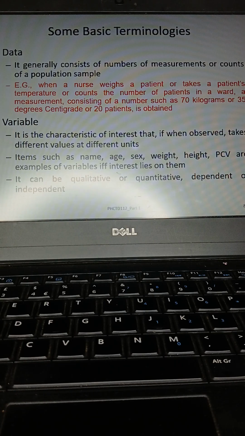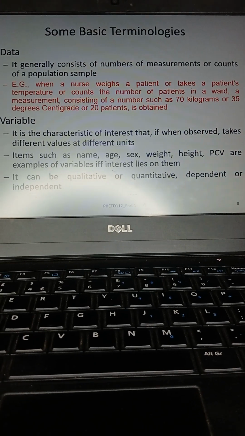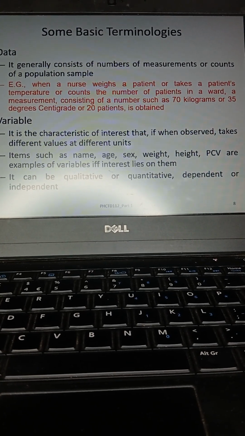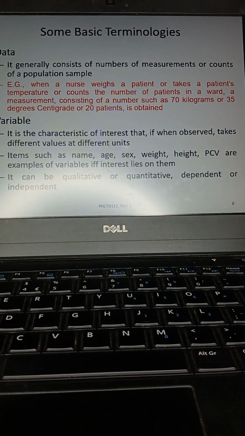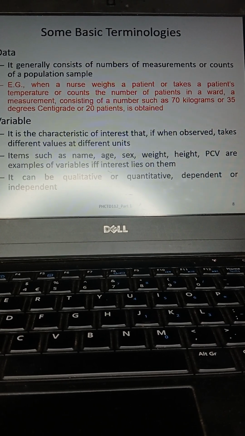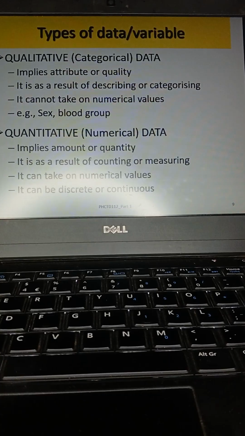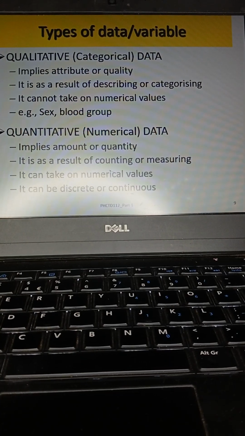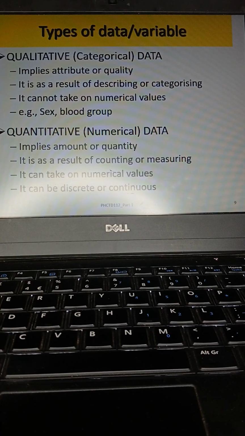Now, variables can be of two types. It can be qualitative or quantitative. It can be dependent or independent. We'll still talk more about this. Variables are the characteristics of interest that, when you observe, take different values at different units. And there are different types of data or variable. We have qualitative and quantitative. Let's look at this together. Types of data or variable.